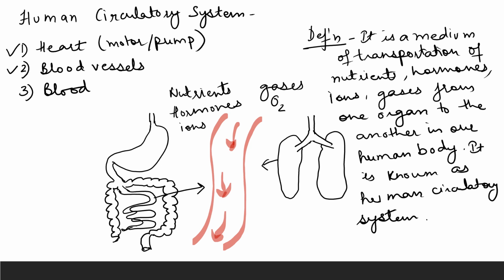And the fluid which is in these blood vessels is the third component, and that is known as the blood. So the circulatory system consists of these three components. And now in the next slide, we're going to talk about these three components in a little more detail. So I hope this much is clear to you guys till now. And now let's begin with these three components.